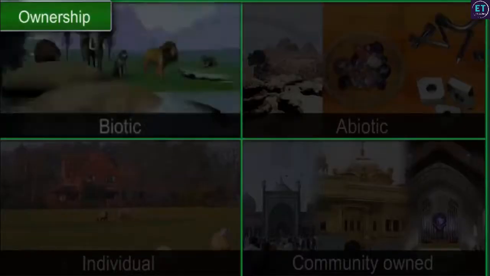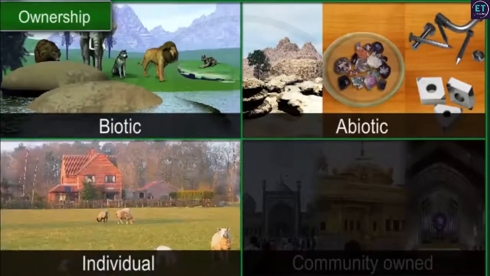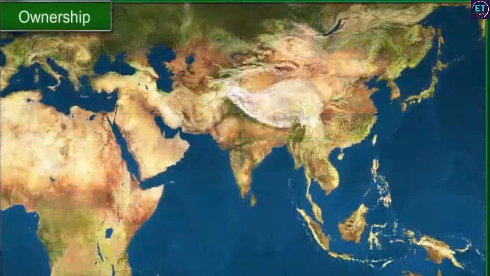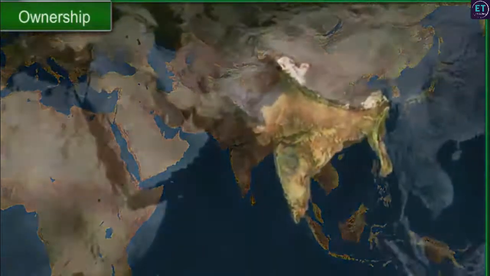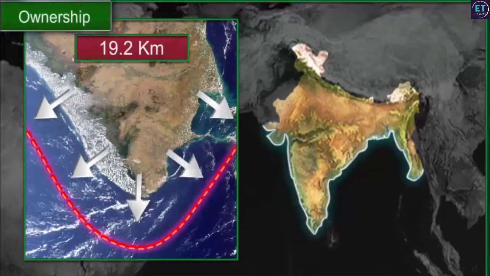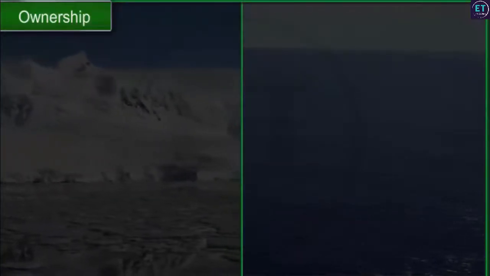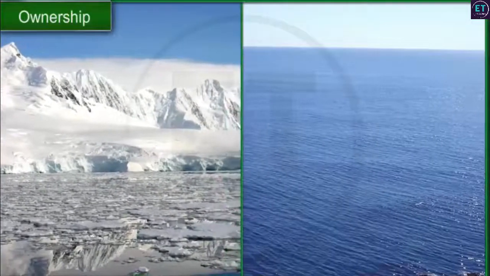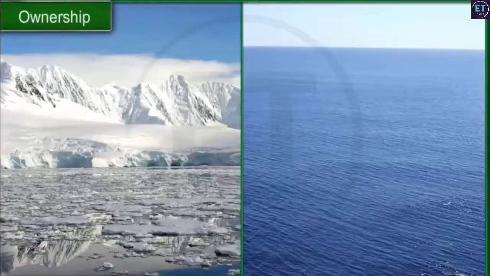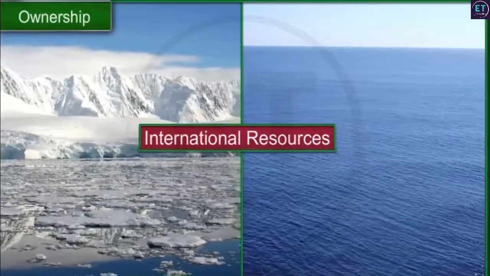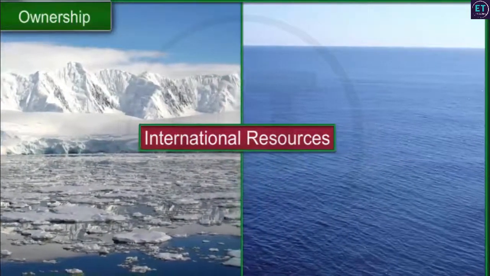All resources, whether biotic or abiotic, individual or community-owned, ultimately belong to the country. These include all the resources within the political boundaries of a country and to 19.2 kilometers into the sea from its coast. There are still some parts of land, like the icy continent Antarctica, and the vast stretches of oceans, which are not owned by any particular nation. Resources found in these parts of the world are called international resources and are managed by institutions related to the United Nations.